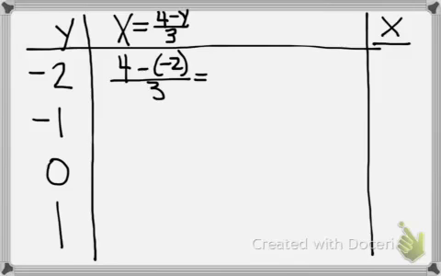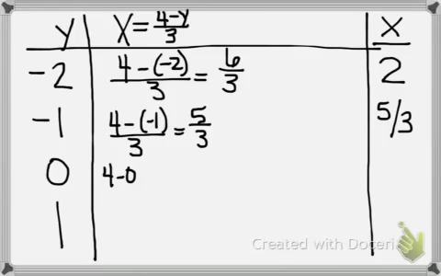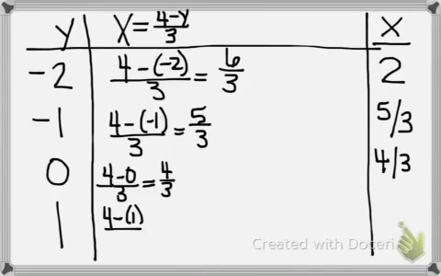Four minus negative 2 is 6, and 6 divided by 3 is 2. Four minus negative 1 is 5. 4 minus 0 is 4. 4 minus 1 is 3, and 3 divided by 3 is 1.